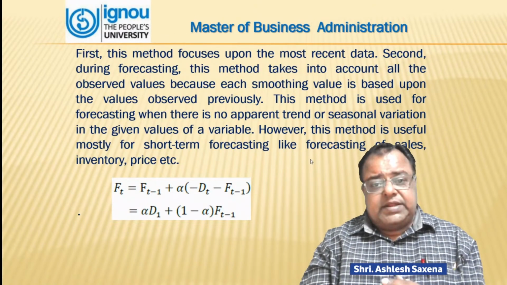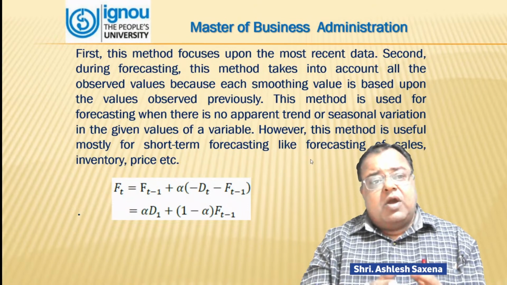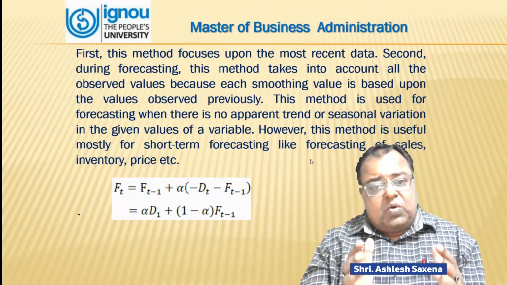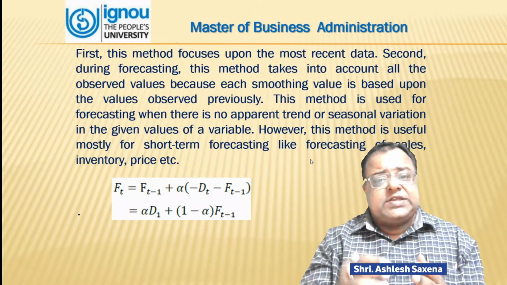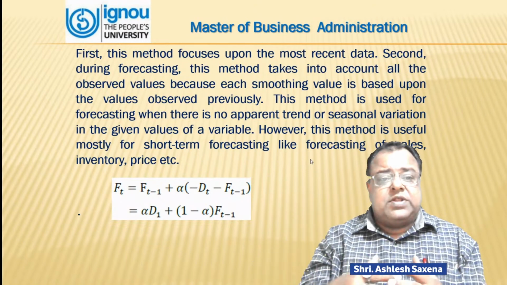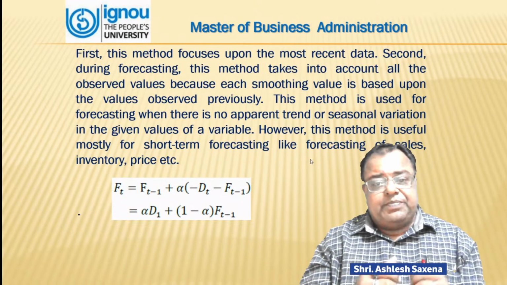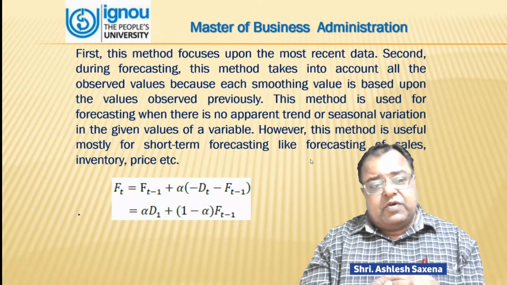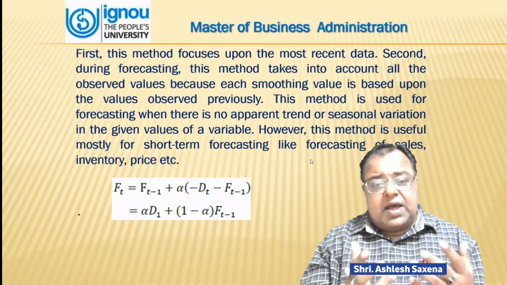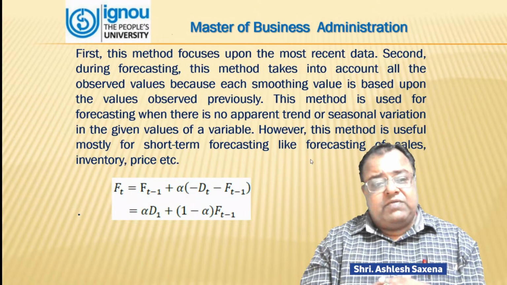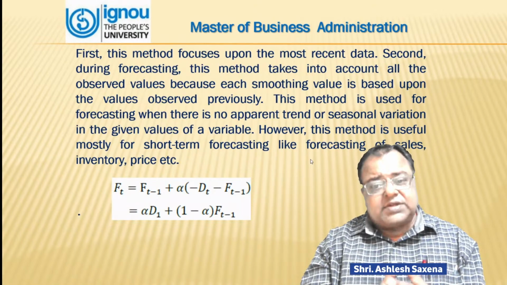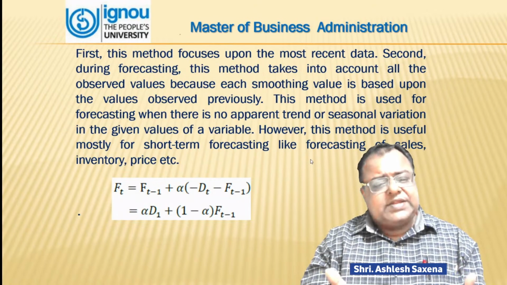Second, during forecasting, this method takes into account all the observed values, because each smoothing value is based upon the values observed previously. This method is used for forecasting when there is no apparent trend or seasonal variation in the given values of a variable. However, this method is useful mostly for short-term forecasting, like forecasting of sales, inventory, price, etc.